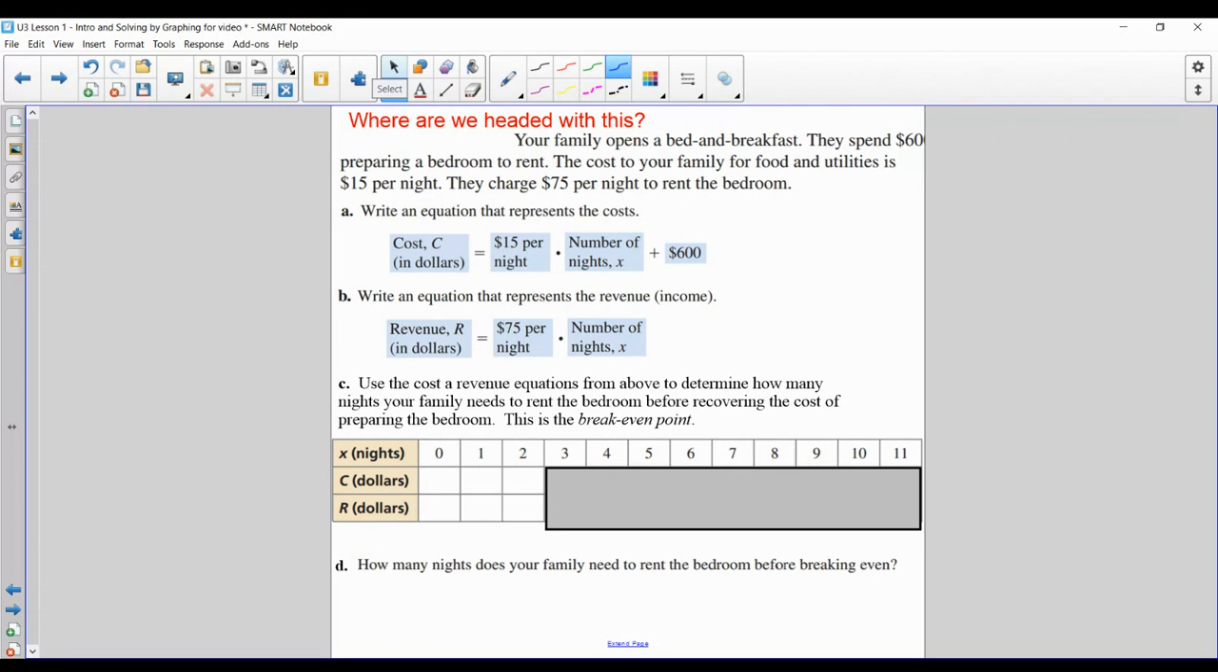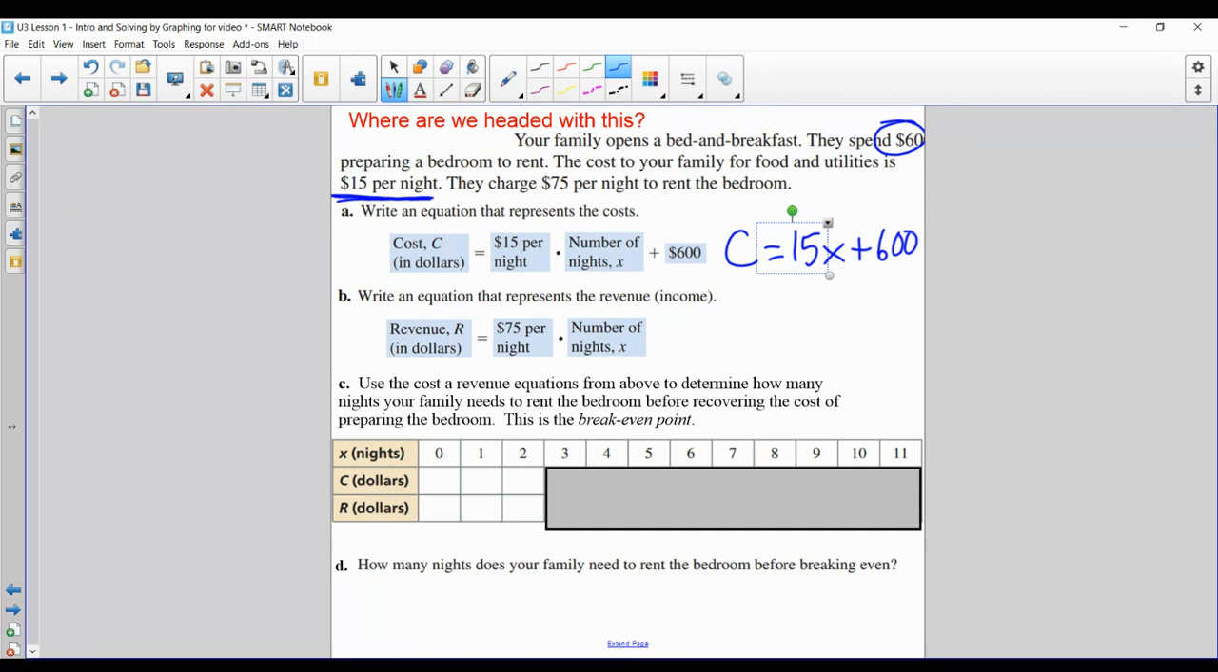Okay, if you look at this, we want to write an equation that represents the cost. So I'm going to use C to represent cost, and it's equal to $15 per night times the number of nights. That comes from this information right here, that's food and utilities for that room. So C is equal to $15 times how many nights, and then the initial $600 that was spent to get that room ready.